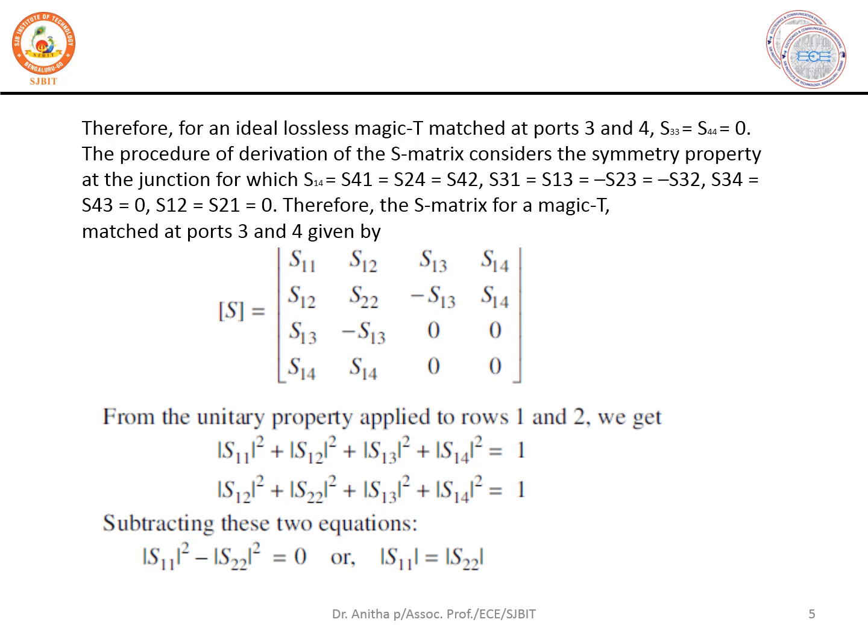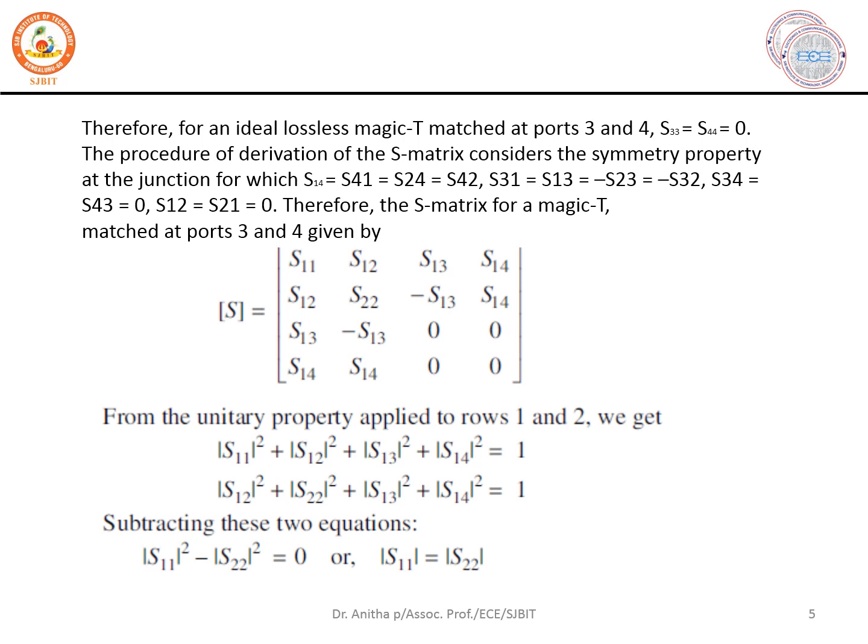Now you apply the unitary property to determine the unknown values. The 16 unknown values have been reduced to 5 values by applying these properties. These 5 values you can determine by applying the unitary property to the S matrix. So for row 1, applying the unitary property gives S11 square plus S12 square plus S13 square plus S14 square equals 1.